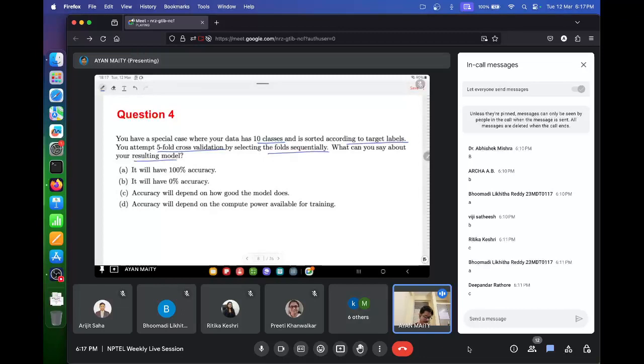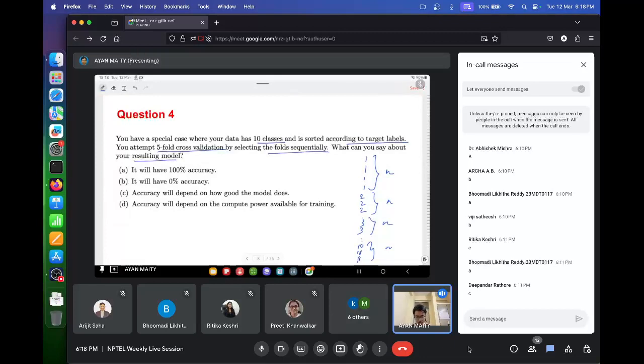So 10 classes are there, and the data points are sorted according to the target level. First all the data points of level 1 are present, then all the data points of level 2, then level 3, like this up to 10. Also you can assume that each target level has an equal number of data points. And then we are doing 5-fold cross validation, selecting folds sequentially, and then what can we say about the resulting model?